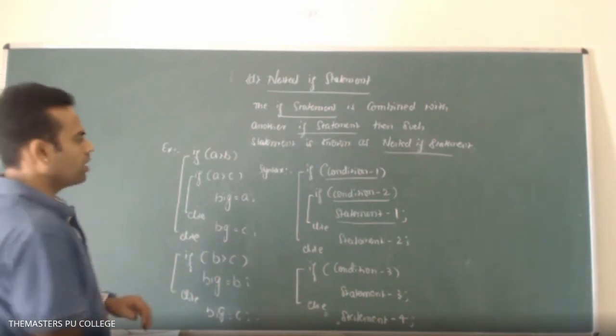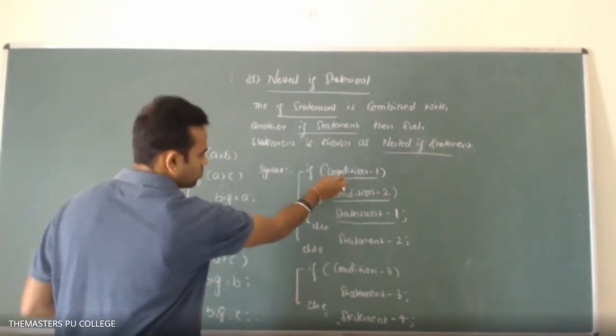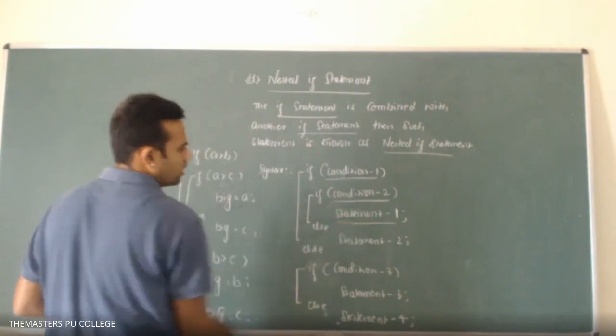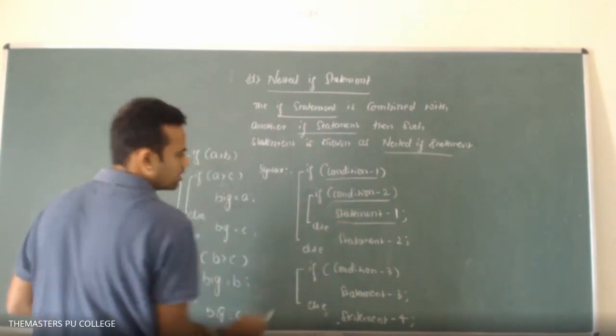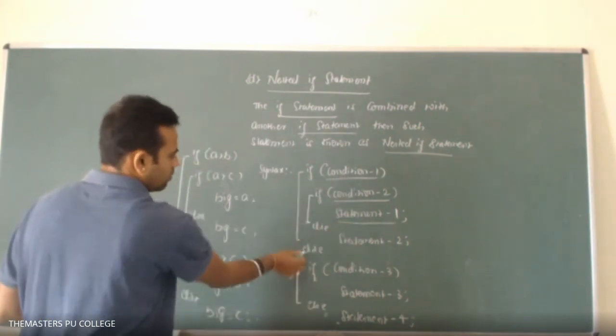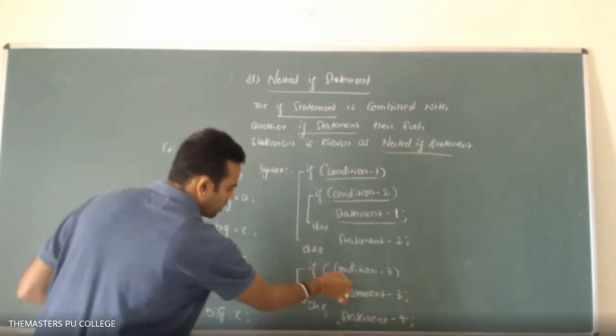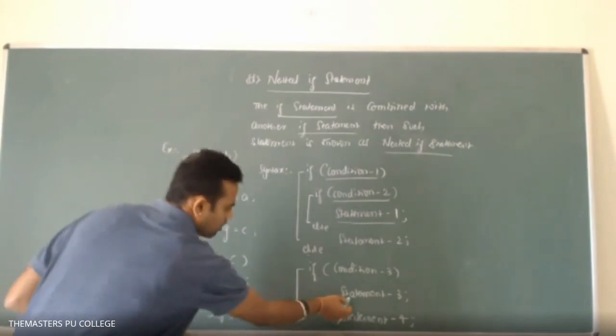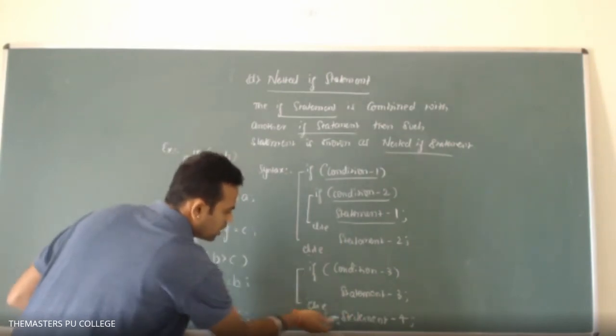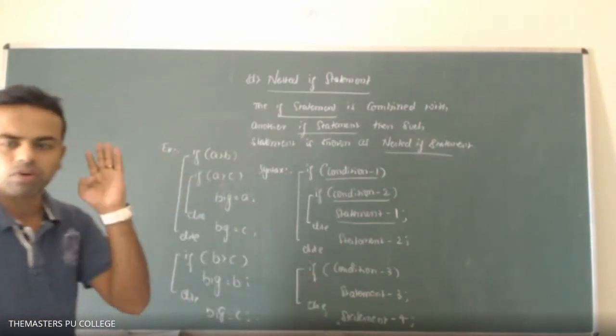Okay, if both the conditions are true, condition 1 and condition 2, statement 1 will execute. Else, statement 2 will be executed. Next, this if else ends with else, this if ends with this else. If condition 3 is true, then statement 3 will execute. If it is false, then the else part will be executed, that is statement 4.